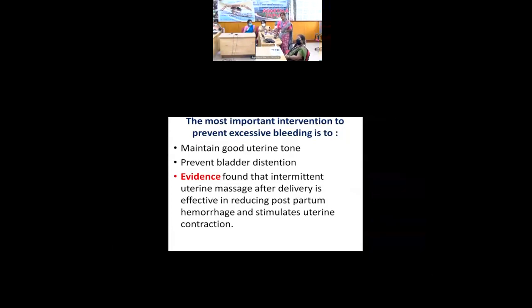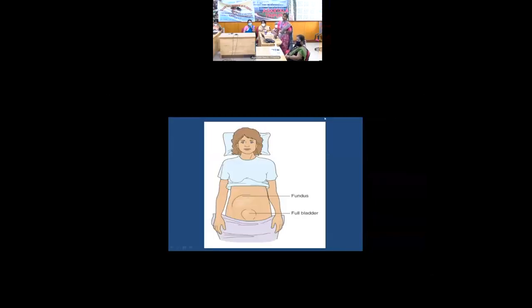Maintaining good uterine tone and preventing bladder distension. This is how we can maintain uterine tone: intermittent uterine massage can help. There is one evidence to maintain it. Prevention of bladder distension: a full bladder causes the uterus to be displaced above the umbilicus and well to one side of the midline of the abdomen. It also prevents the uterus from contracting normally. So the bladder should not be full.